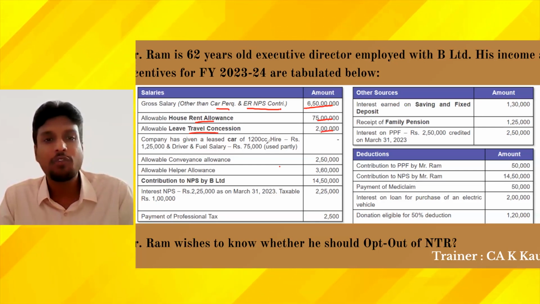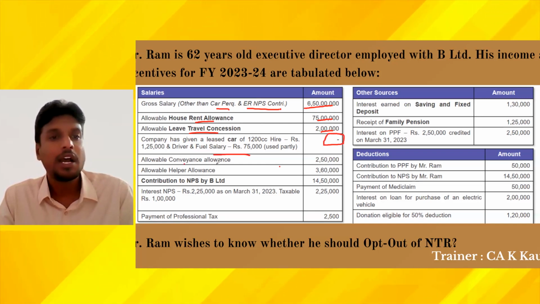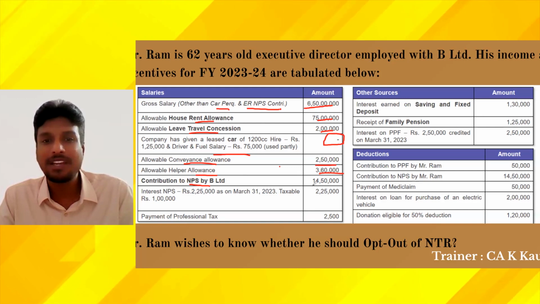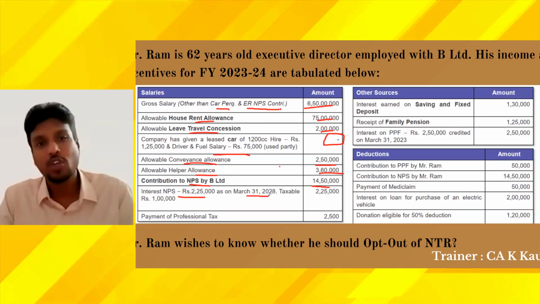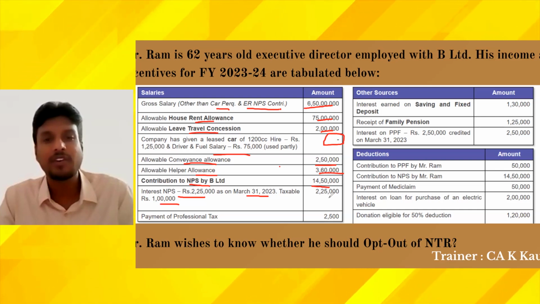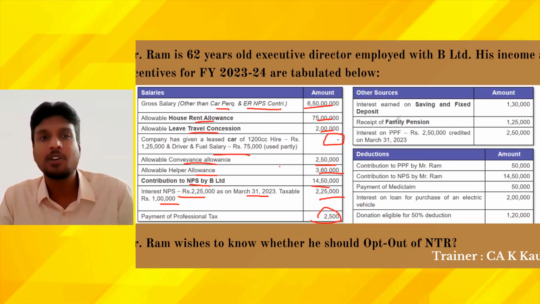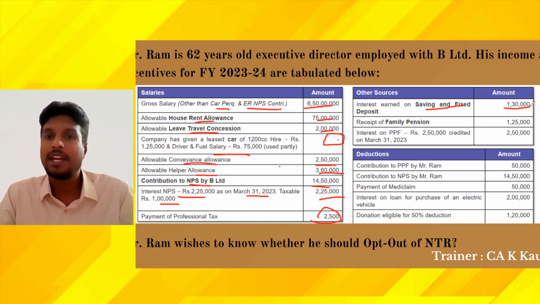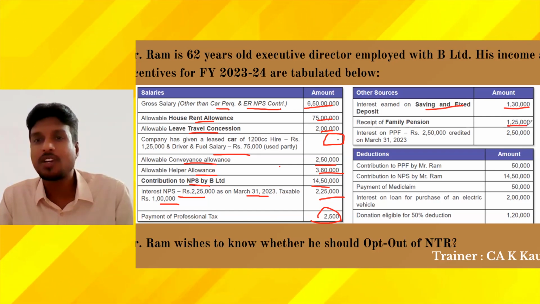The company has given a leased car of 1200 cc, used partly, 75,000. The amount is 0. Allowable conveyance allowance is 2 lakh 50. Allowable helper allowance is 3 lakh 60. Contribution to NPS by B Limited is 14 lakh 50,000. Interest under NPS is 2 lakh 25 as on March 31st, 2023, and the taxable interest is 2 lakh 25 out of 2 lakh 25. Payment of professional tax is 2,500. Income from other sources, savings and fixed deposit, is 1,30,000, and receipt of family pension is 1,25,000.